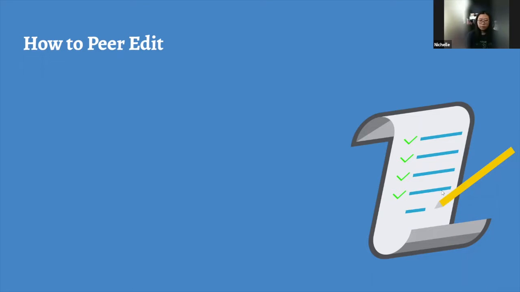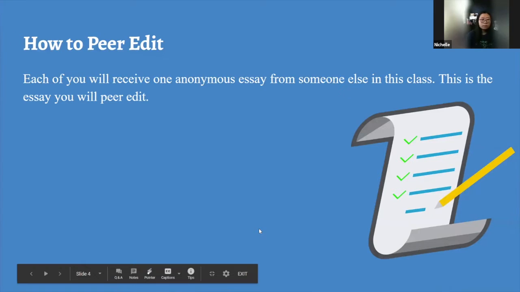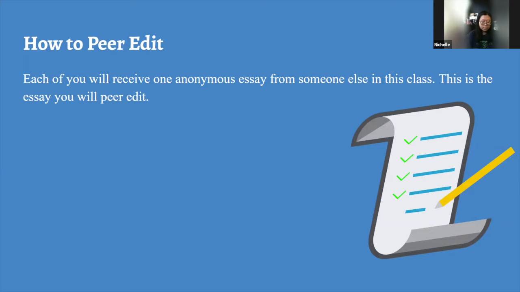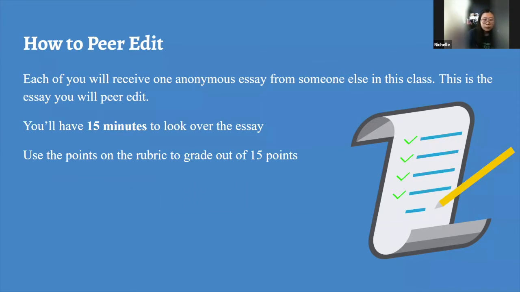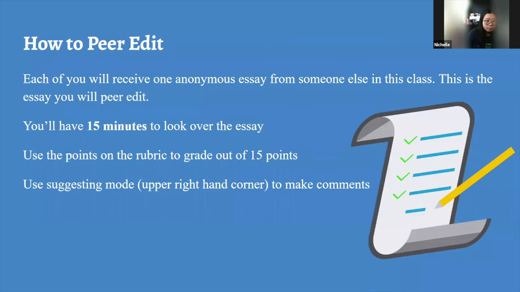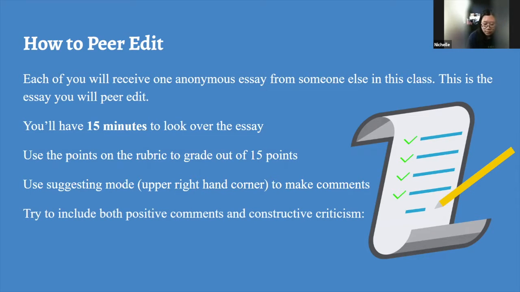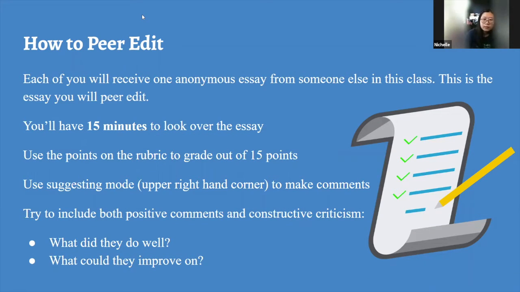We're going to be using that rubric for the peer editing today. Each of you will receive one anonymous essay from someone else in the class, and this is the essay you'll peer edit. Since we only got a few essays, you'll have 15 minutes to look over this essay, and then use the points on the rubric to grade it out of 15 points. Since we're using Google Docs, you can access suggesting mode in the upper right-hand corner, and this will allow you to make comments. Make sure to include both positive and constructive comments. For instance, what did they do well, and what could they improve on? For example, if you thought they had a strong, clear claim, but their reasoning was a little off, you can comment on that. You should be able to access this assignment on Google Classroom.